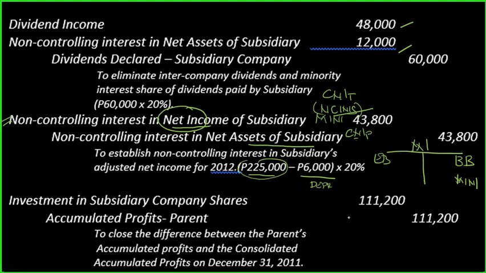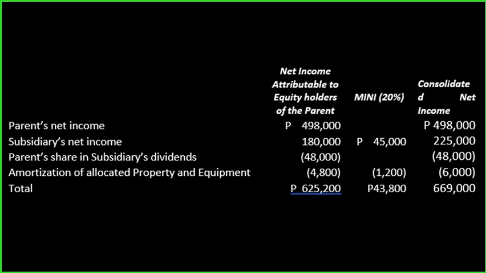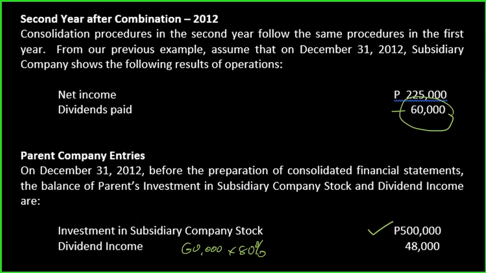Ito yung madugo ngayon, sir. Saan po nanggaling yung 111,200 na yan? Okay. Paano ko ba ito i-discuss? Let's try to simplify this. Kasi wala siya dito eh. Let's go back to the parents' net income.